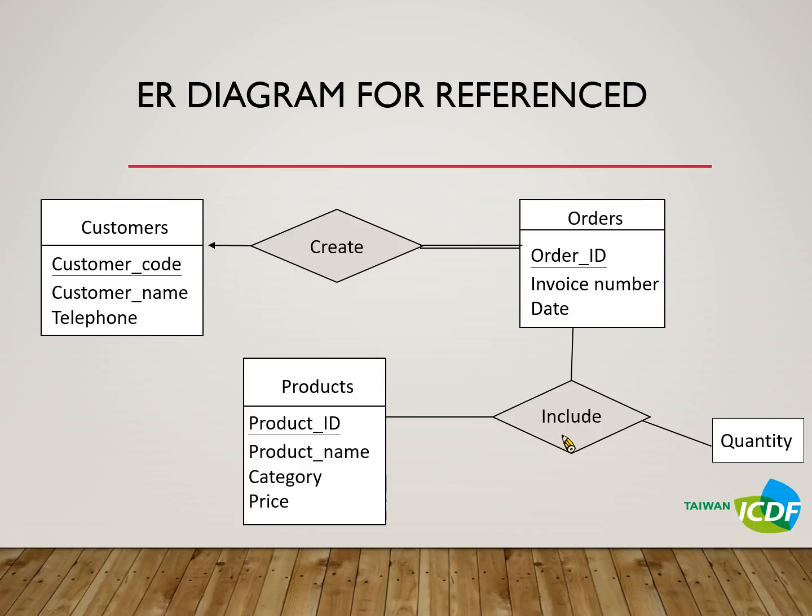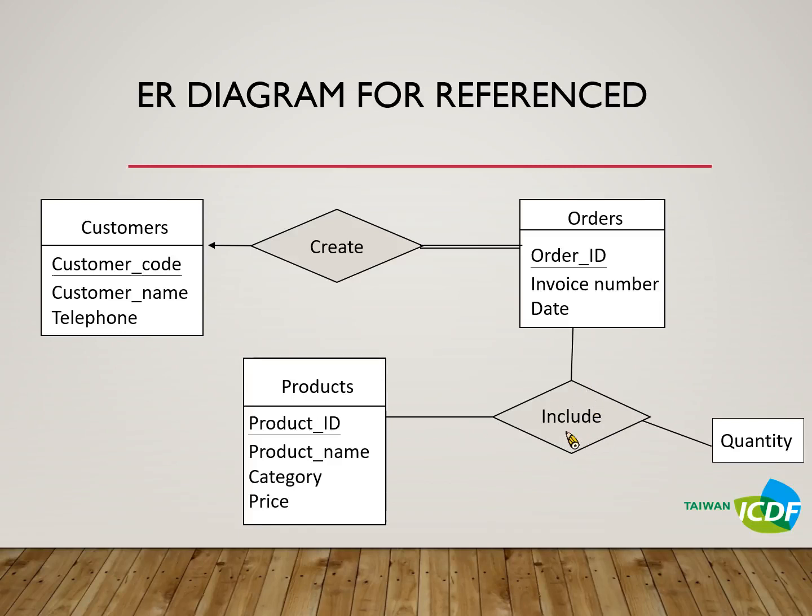Next is the relationship between orders and products. Each order is associated with many products because each order can contain many products, and each product can appear on different order forms, so each product is associated with many orders. Accordingly, the cardinality of this relationship is many-to-many mapping.